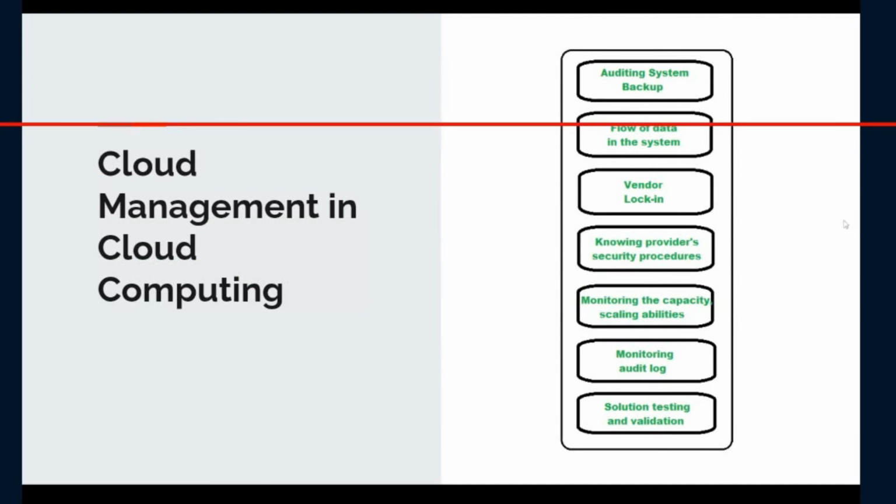Monitoring audit logs in order to identify errors in the system. Logs are audited by the manager on a regular basis. And finally, solution testing and validation. It is necessary to test the cloud services and verify the results for error-free solutions.